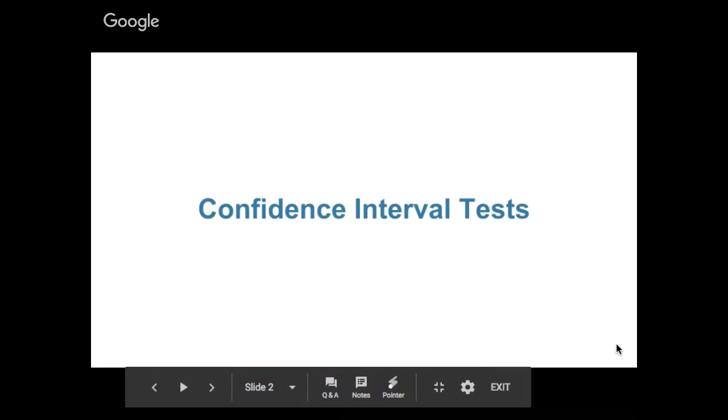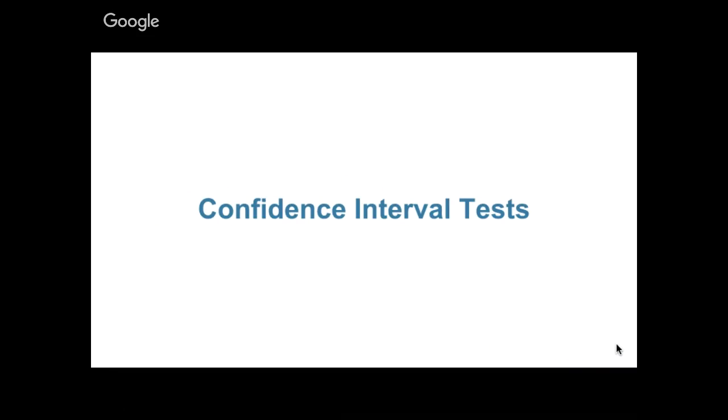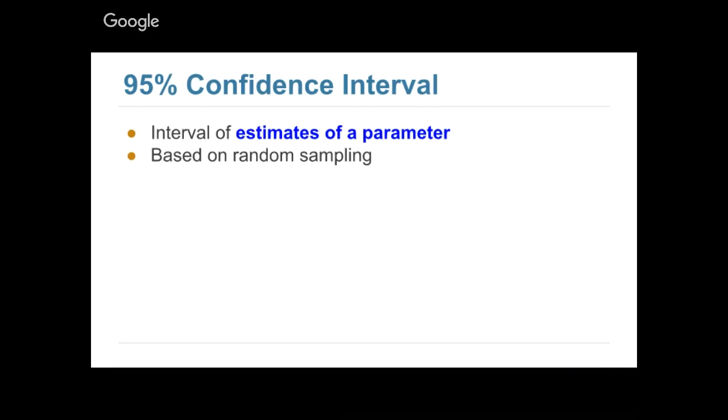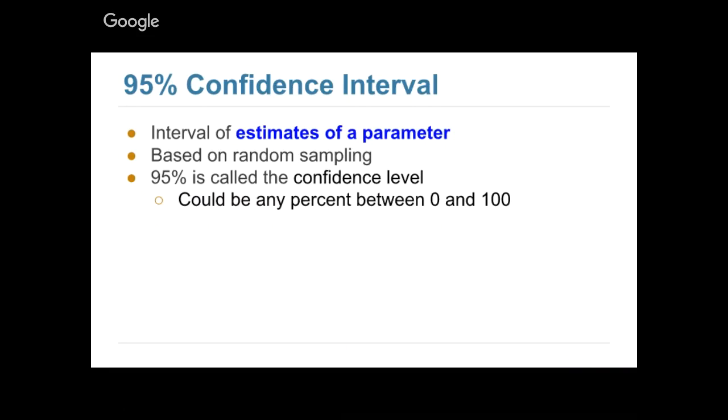So let me start off today's lecture with a little bit of review on confidence interval tests, as well as some clarifications on some questions I had yesterday about using confidence intervals. Okay. So if you recall, we use a confidence interval to create an interval of estimates of a parameter in the population that we're interested in. It's based on random sampling, and 95% is what we call our confidence level, but that could be any percent between 0 and 100. The higher confidence we want, the wider our intervals are going to get. Okay, so we get more confidence but less accuracy.